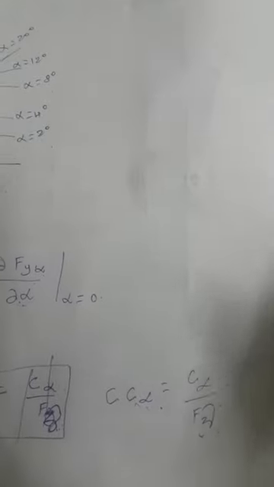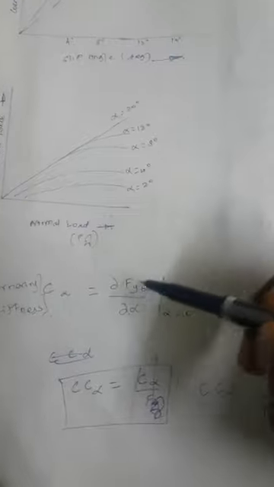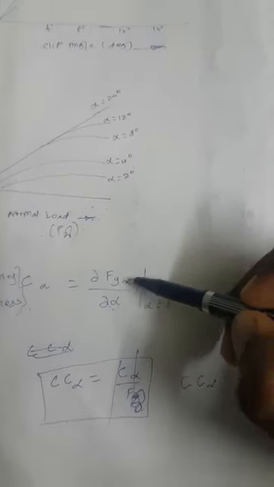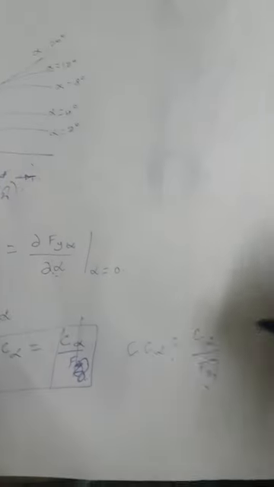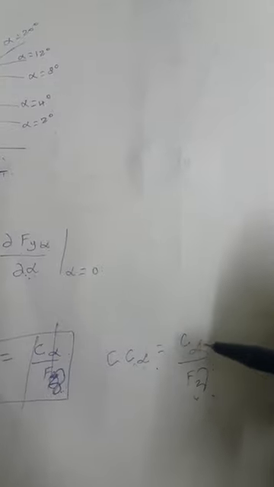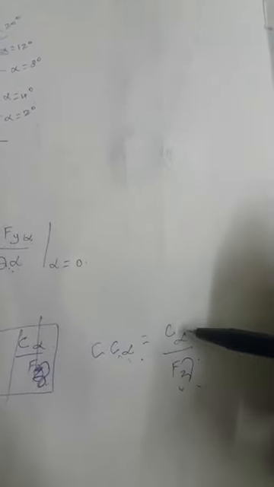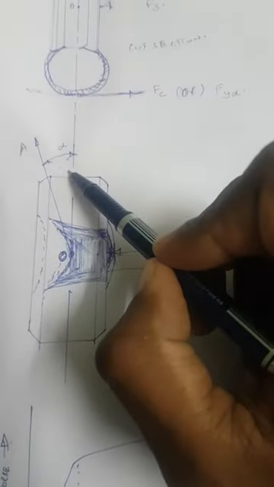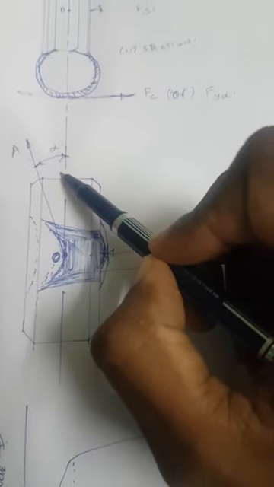Here I just want to consolidate the formulas we have developed. Cornering stiffness Cα equals ∂Fy divided by ∂α, the slip angle. And the second formula is CCα, the cornering stiffness coefficient, which is equal to Cα divided by Fz, cornering stiffness divided by normal load. Coming back to our slip angle, don't confuse the slip angle with longitudinal slip. This slip angle creates lateral slip. What we have discussed in our previous sessions is longitudinal slip.